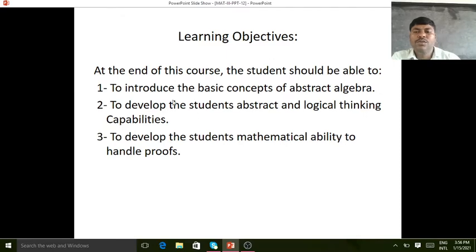Learning objectives: first, to introduce the basic concepts of abstract algebra. Second, to develop the students' abstract and logical thinking capabilities. Third, to develop the students' mathematical ability to handle proofs.